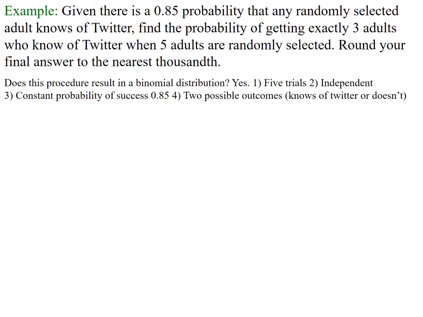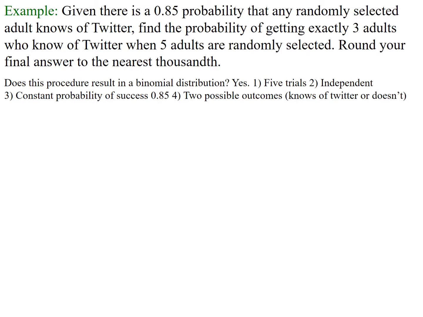So, does this procedure result in a binomial distribution? Yes, it does. Why? We know the number of trials and it's fixed. There are 5. Are they independent? Of course they're independent. Somebody knowing about Twitter does not influence another person not knowing about Twitter. Number 3, is the probability consistent? Yes, it is. Given there is a 0.85 probability that any randomly selected adult knows of Twitter, meaning there is a consistent probability. And number 4, there are only 2 outcomes, either knows or doesn't know. So this is a binomial probability distribution problem.